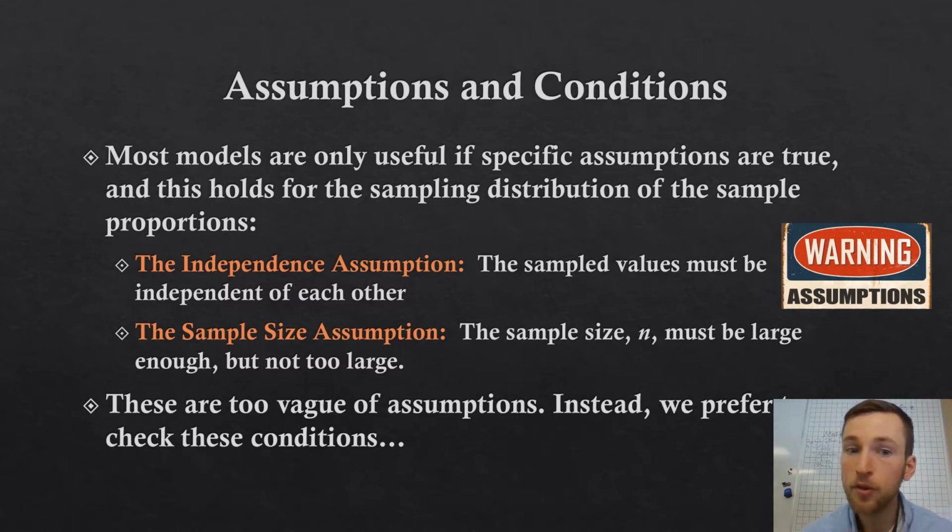Okay. So most models are only useful if specific assumptions are true, and this is exactly the same case with our sampling distributions, okay? So two assumptions that we have are the sampled values have to be independent of one another. So when we take a sample of 20 people, those samples have to be independent. Also, we have to talk about sample size. So we can't have a sample size that is too large or too small. So we kind of have to find a middle ground there. So these assumptions are very vague. In practice, what we do to check these assumptions is actually look at some conditions, which I'll outline next.